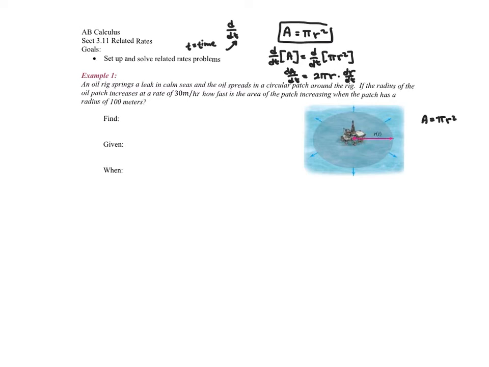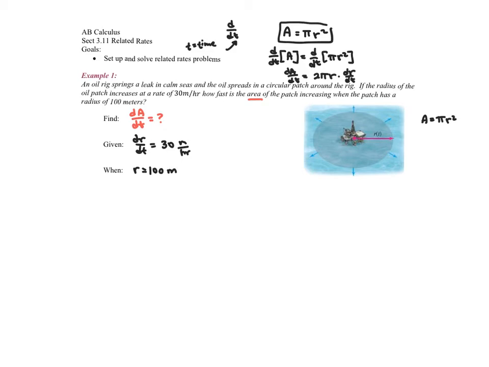So what we want to find, okay, typically you have a find, a given, and a when. What we want to find is how fast is the area changing or increasing. So we want to find dA/dt. That's the value we're seeking. We are given that dr/dt is equal to 30 meters per hour. And we want to know what dA/dt is when r equals 100 meters.